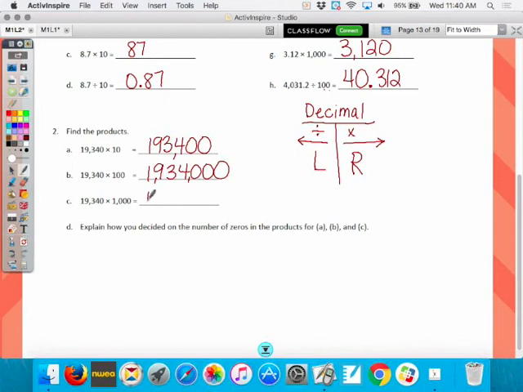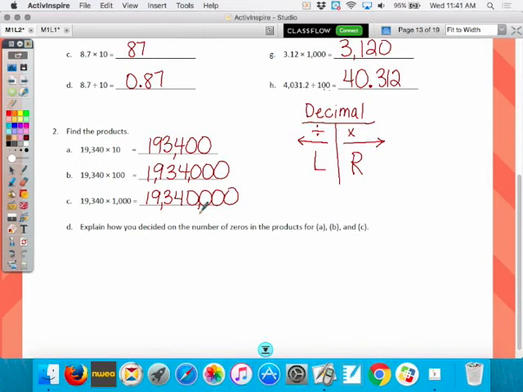Add how many zeros? 3. So you'll have a total of 4, won't you? 2 commas again. 1, 2, 3, place a comma. 1, 2, 3, place a comma. Okay, so we're going to say million and thousand. 19. Okay, everybody say it with me. 19,340,000. Okay, explain how you decided on the number of zeros in the products for A, B, and C.